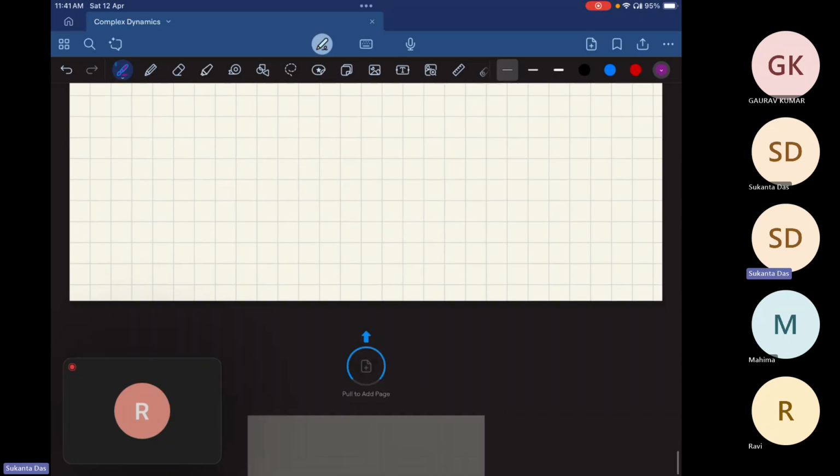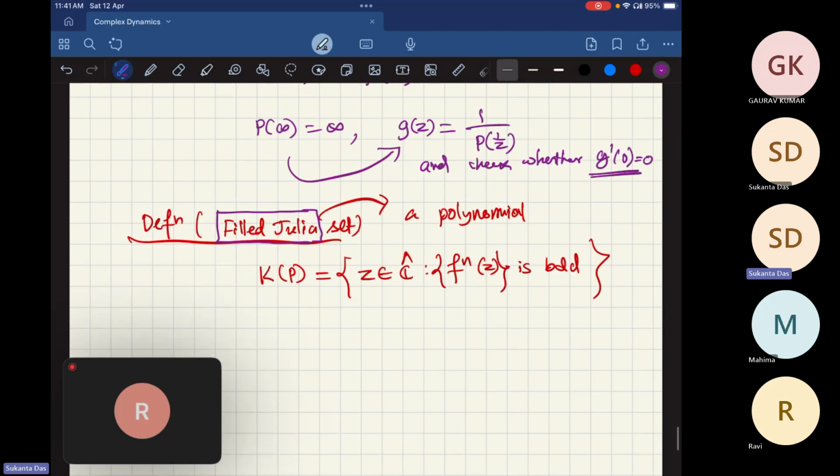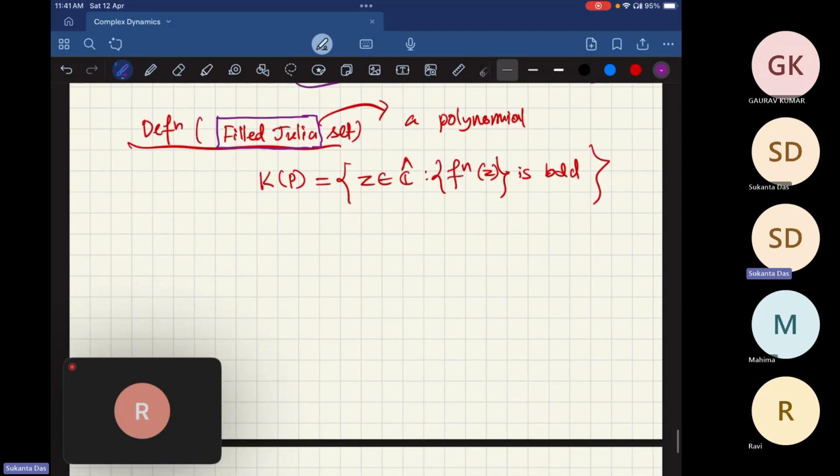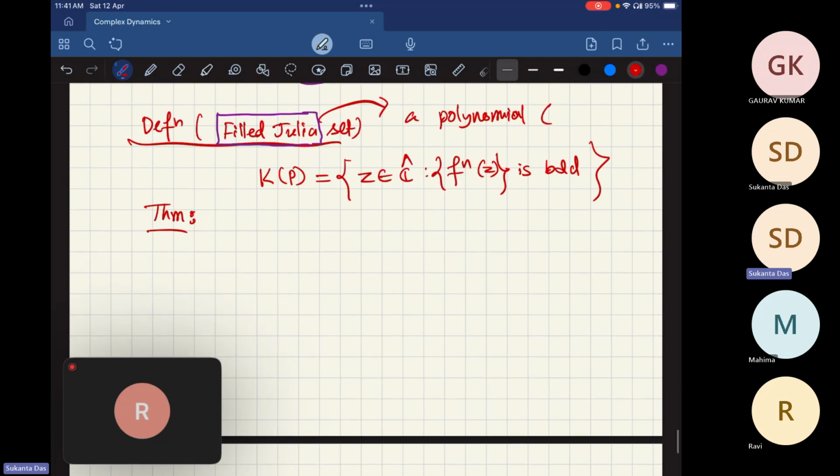Okay, now the theorems are that obviously, unless otherwise stated, we will always consider polynomials of degree at least 2.